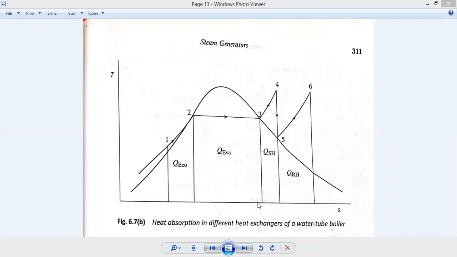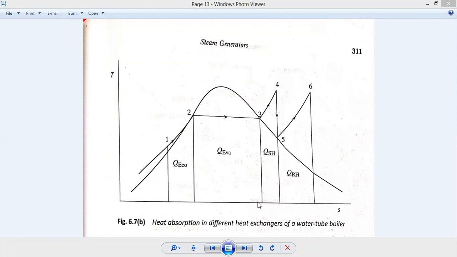Similarly, for the evaporator, Q evaporator divided by the whole heat supplied, and the same for the superheater, Q superheater divided by Q economizer plus Q evaporator plus Q superheater, into 100. If the reheater is used, the fraction of the total heat absorbed in the reheater can be similarly estimated.